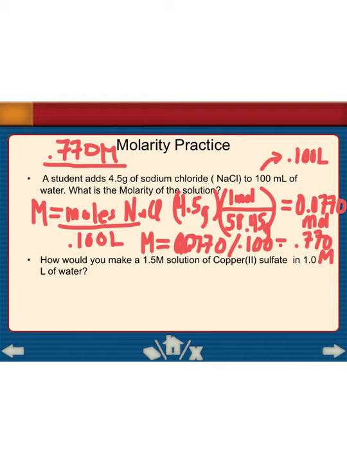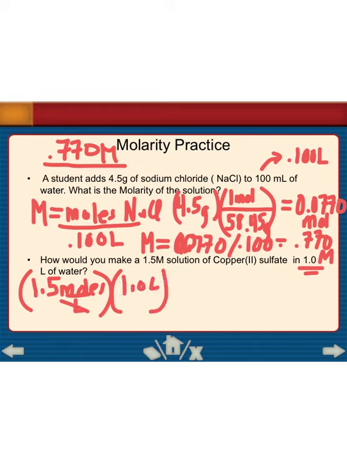The next question asks, how would you make a 1.5 molar solution of copper 2 sulfate in 1 liter of water? So we're going to start by figuring out how many moles that would be. 1.5 moles per liter, and we're looking at 1 liter of solution, so 1.0 liters of solution. Units cancel. I need 1.5 moles.